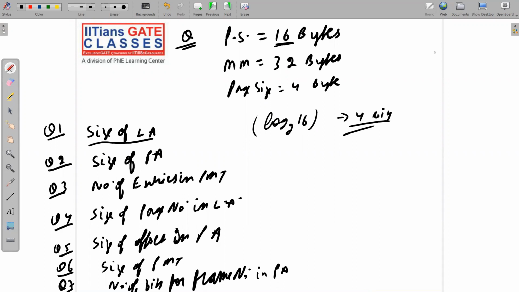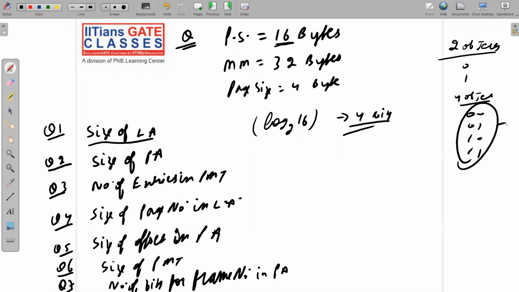Forget about it. If you have two objects, and these objects can be anything, how many bits do you need? Only one bit, 0 and 1. You will label them. For 4 objects, 00, 01, 10, 11, so 2 bits are needed. How are you getting it? Log base 2 of 4. How are you getting 1? Log base 2 of 2. So if 16 bytes, then you will say log base 2 16, that is 4 bits. Next is size of physical address. Main memory is of 32 bytes. So how many bits are needed to label each byte of main memory? 32 bytes, right? So log base 2 32.